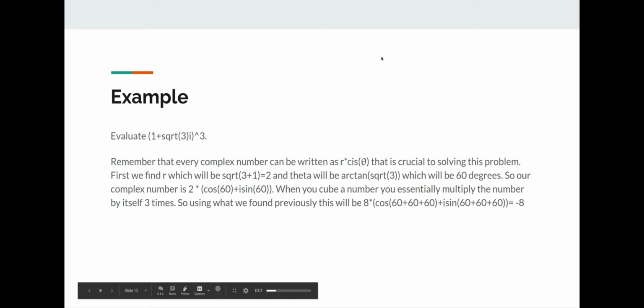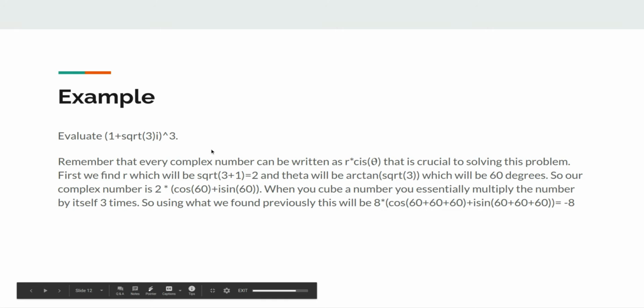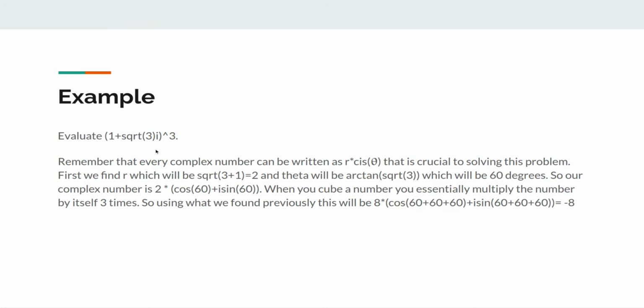So the reason that we looked at those different forms is for these type of questions. It becomes really useful to know those forms. So if you want to find out what is (1 plus root 3i) to the power 3, you can write this in terms of cis theta as cosine theta plus i sine theta. That's pretty crucial to solving this problem.